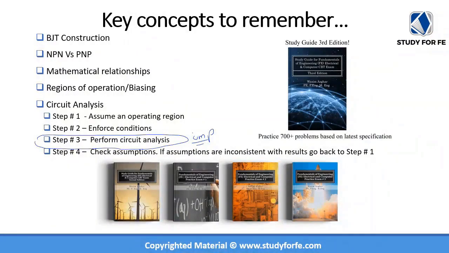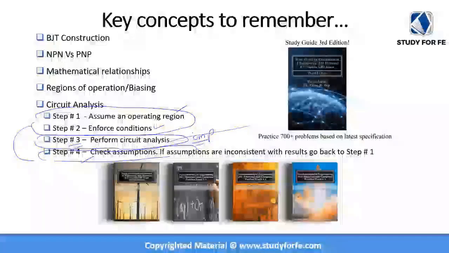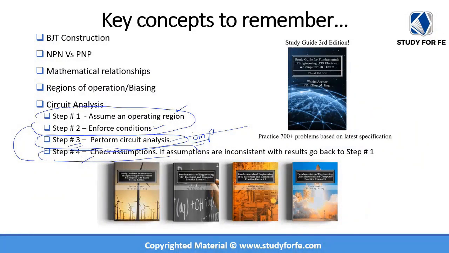But the difference between just doing a circuit analysis and actually applying your knowledge of electronics and transistors is contained in steps 1 and 2 and step number 4. Being able to check the assumption, what forward biasing and reverse biasing mean, what the different regions of operation are, what the conditions are that you need to enforce, that is outside the scope of circuit analysis. So the circuit analysis techniques that we have learned so far will help you perform step number 3 only, but your understanding of electronics will help you go through the remaining steps.